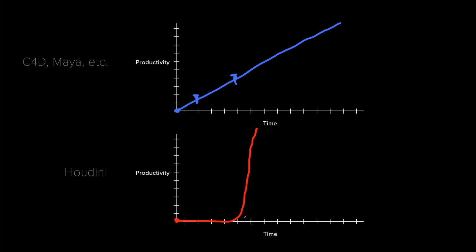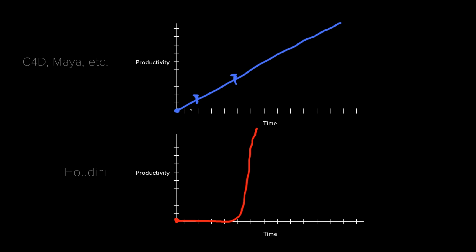And then all of a sudden your productivity curve goes off the chart because you have a recipe that you can repeat to take care of the task in as many different ways as you want. So let's say we're going to build a chair, right? In Cinema 4D, what I'm going to do is sit down and model a chair. After a couple hours, I might have one chair.